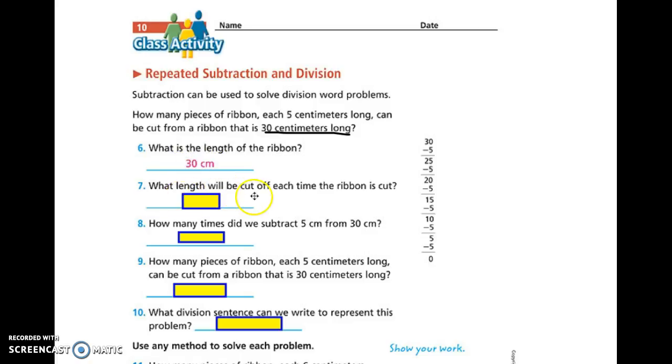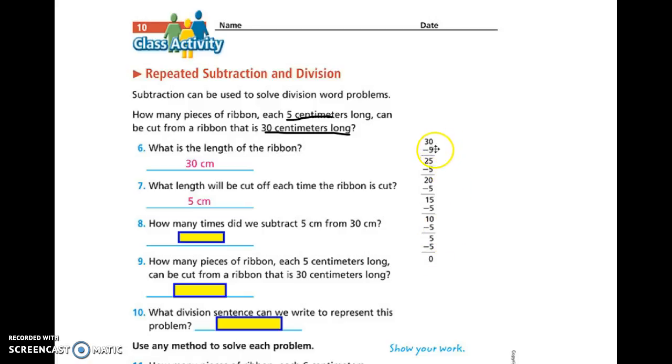What length will be cut off each time? Well, it says 5 centimeters can be cut each time, so 5. How many times did we subtract 5 from 30? So if I know that it's 30, I'm just going to keep subtracting 5 until I get down to 0 if I don't remember how to do my division.